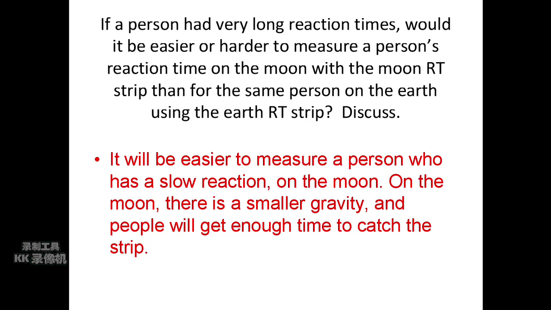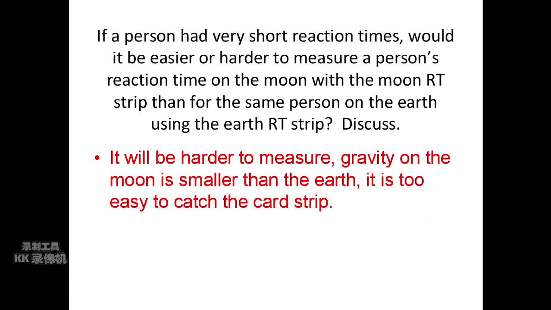If a person had a very long reaction time, would it be easier or harder to measure a person's reaction time on the Moon with the Moon reaction time strip than for the same person on the Earth using the Earth reaction time strips? Discuss. It will be easier to measure a person who has a slow reaction on the Moon. On the Moon, there is smaller gravity and people will get enough time to catch the strips.